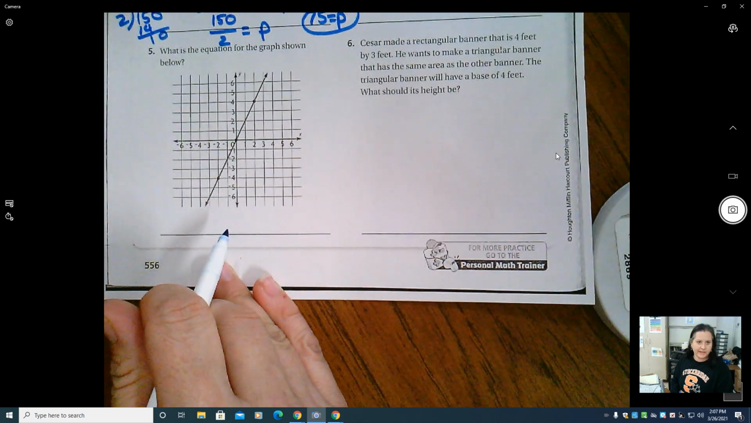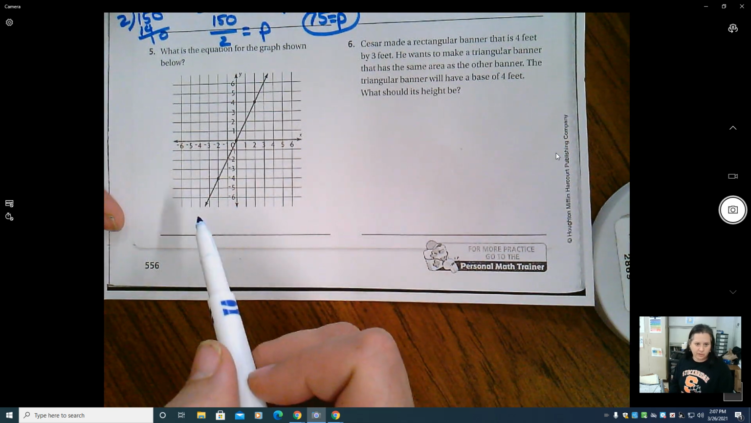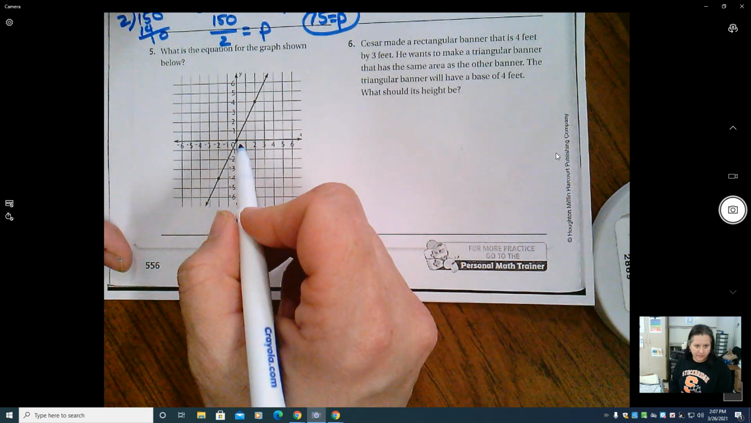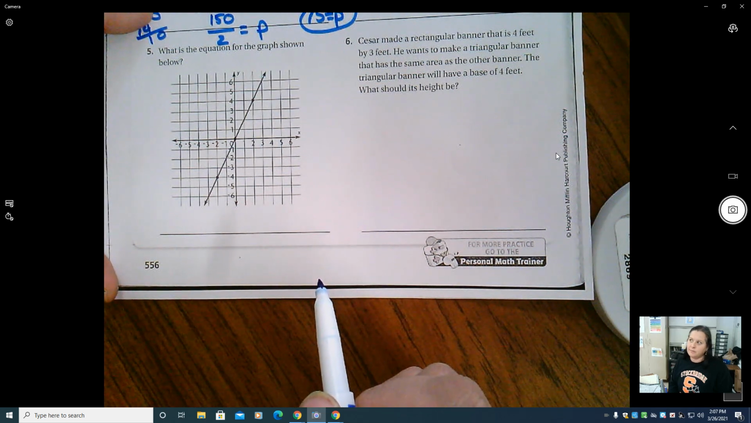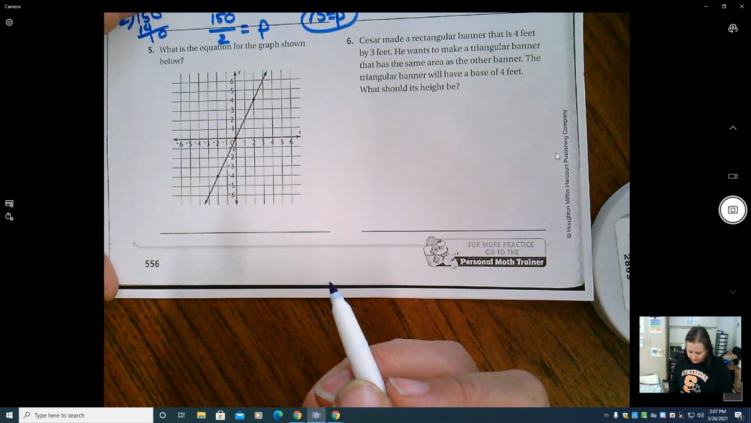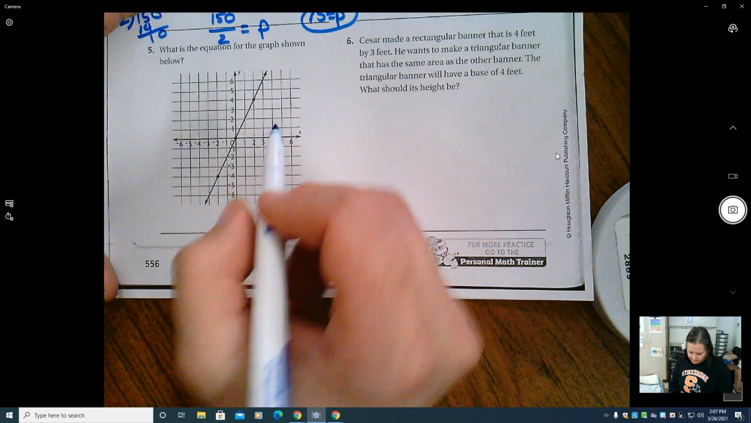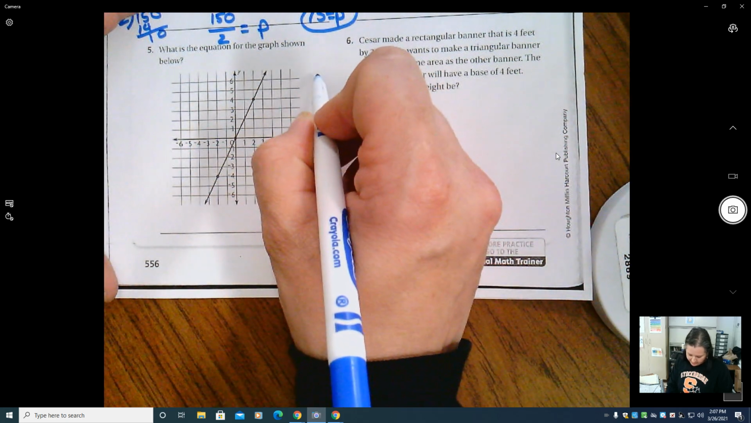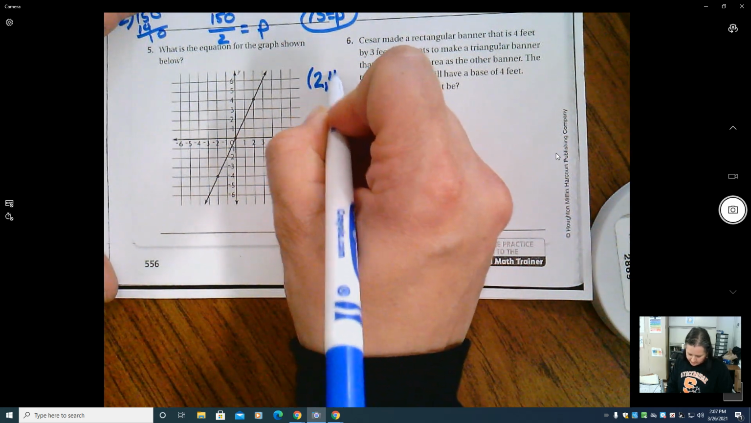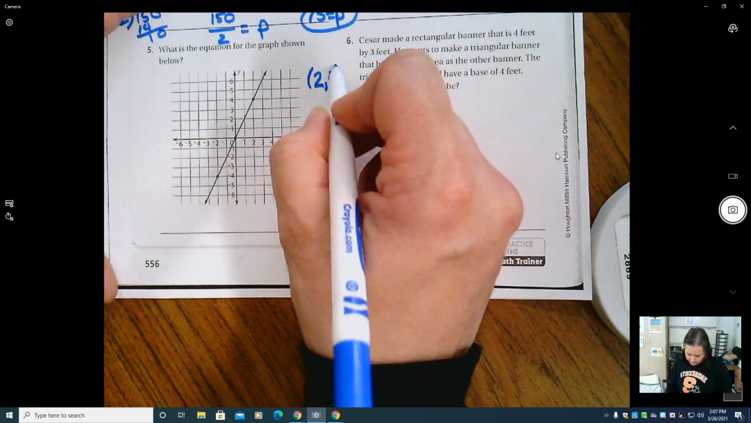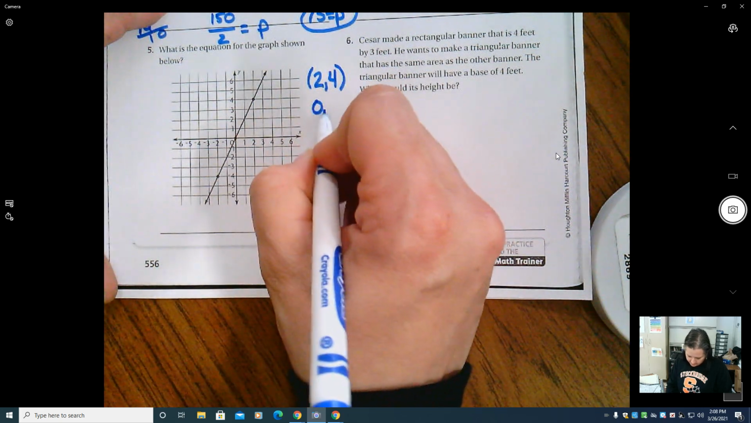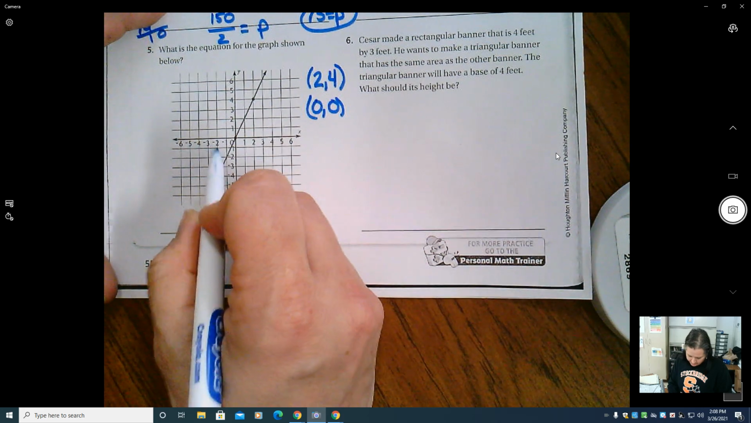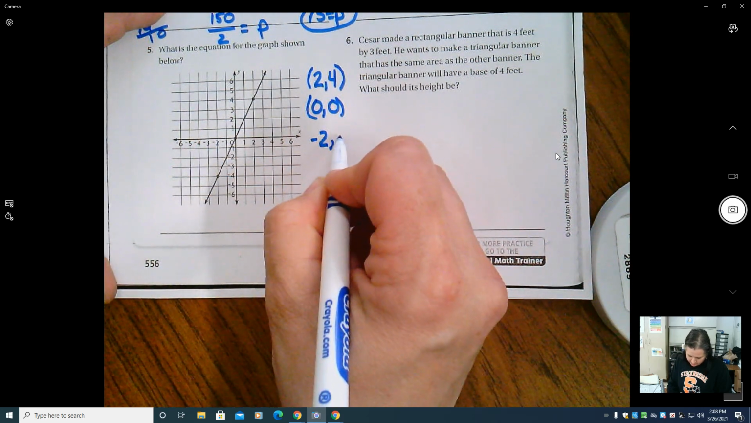Okay, number 5. What is the equation for the graph shown below? Let's look for some x and y variables. Actually, let's take all the points and make some ordered pairs. I think that would be the easiest way to teach this to you. So we have (2, 4), then (0, 0), and (-2, -4).